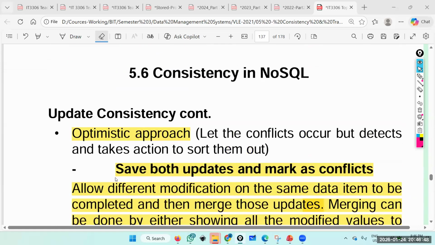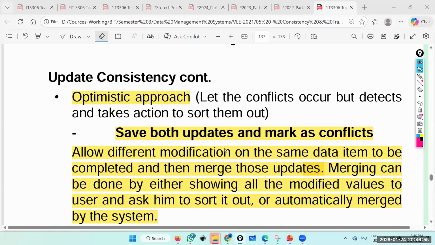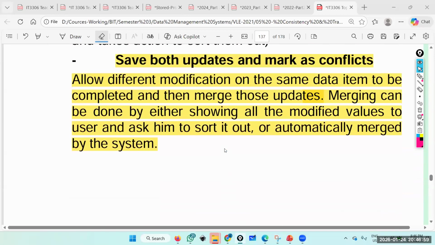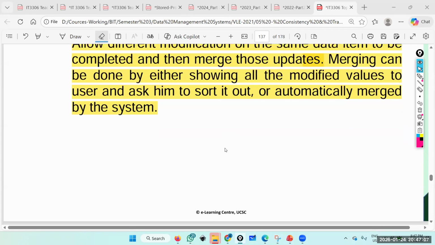Right, so this is the optimistic approach. Let the conflicts occur, but detect and take actions. Okay. So that means you're not locking these things, but still you check afterwards whether there's a conflict. Okay.